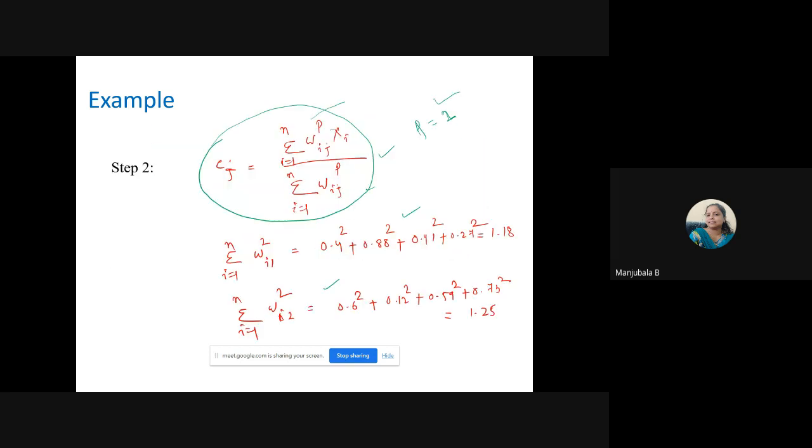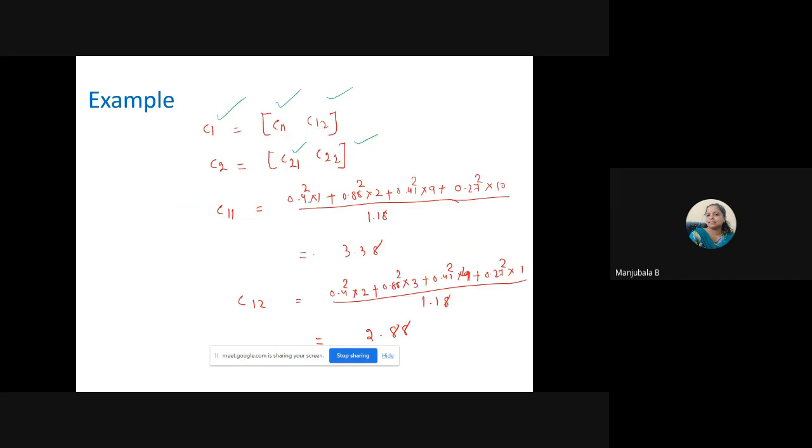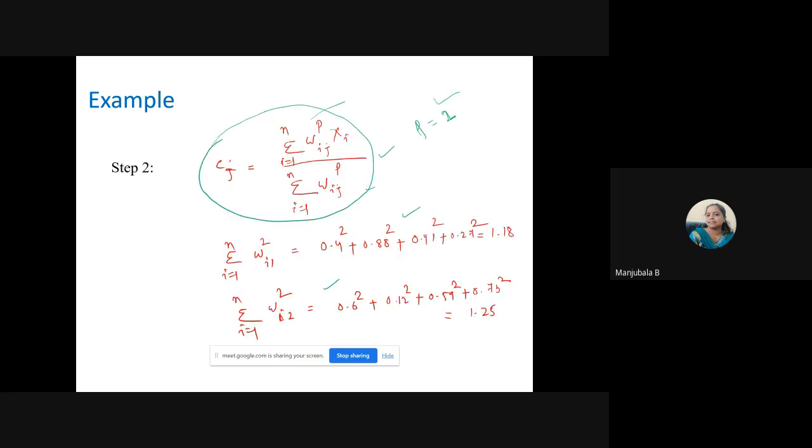Okay. Now if you see here, this 0.4 squared is the Wij, into 1, 2, 9, 10. This is the Wij, the point 1, 2, 9, 10 with respect to the first attribute. Similarly, the same Wij value with respect to the second attribute, 2, 3, 4, 1. So if you calculate, you will get C11 divided by Wij squared, this formula.